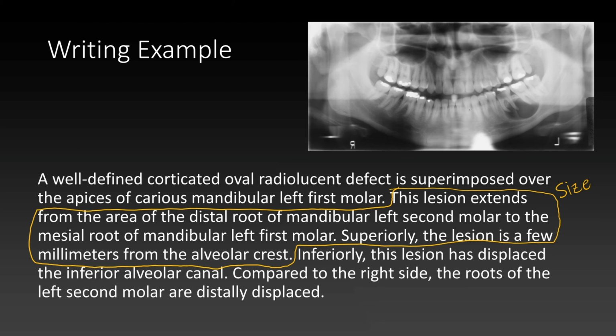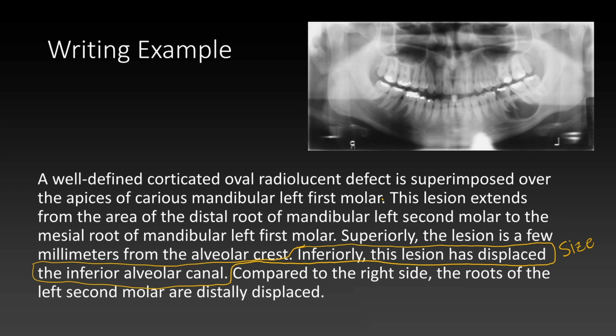If I see this lesion on a CT or a CBCT scan, I'll provide the size in millimeters. I have intentionally remained non-precise by using the words a few millimeters from the alveolar crest. A panoramic radiograph is not reliable for measurement. I'm still describing the size of the lesion. I'm telling you that the inferior border of the lesion is at the level of the inferior alveolar canal.